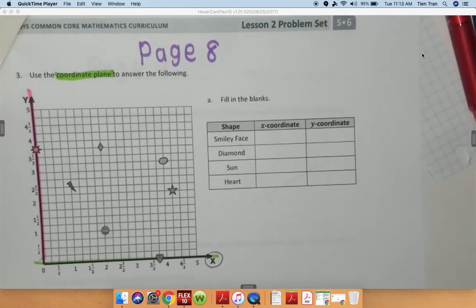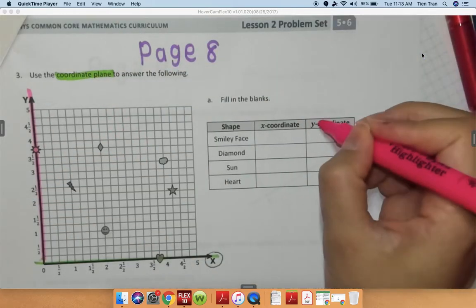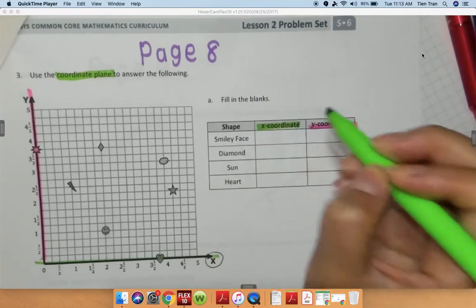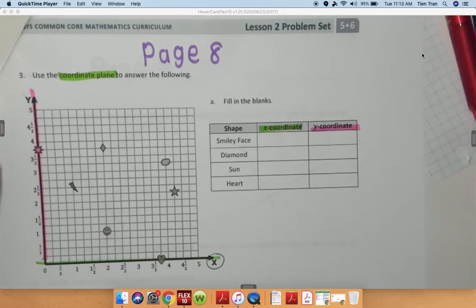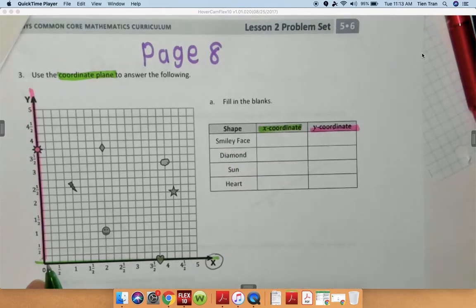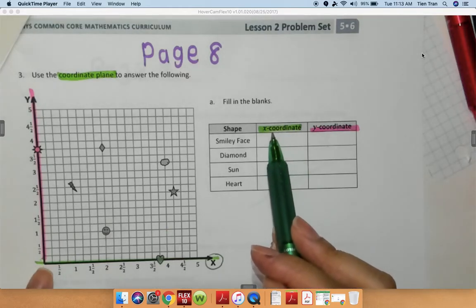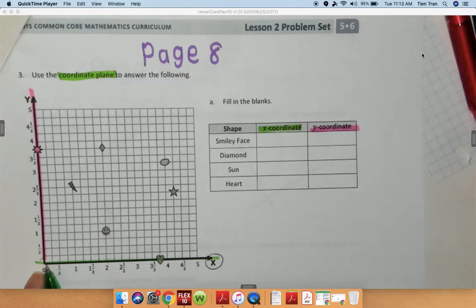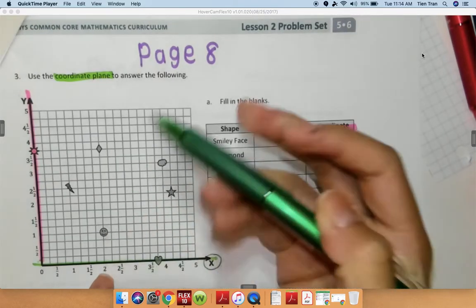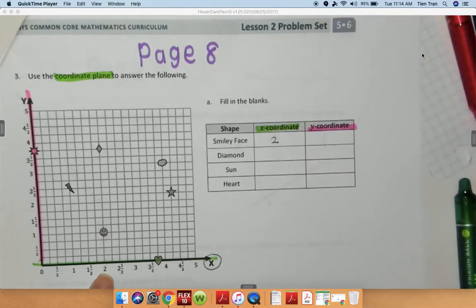So for example, I'm going to highlight it so you can see it clearly. This is my y-coordinate. I'm going to highlight that in pink, and then my x-coordinate, I'm going to highlight in green so that you can clearly see what I'm doing. The first thing it asked me to do is figure out where the smiley face is located. I'm going to look over here on my x-axis because it asked me to look at the x-coordinate. I'm going to move along on my x-coordinate, and it stops at the number 2. That's where my smiley face is located, right?